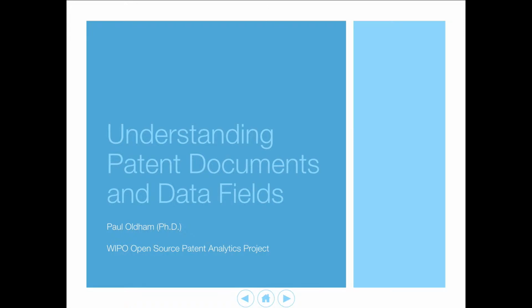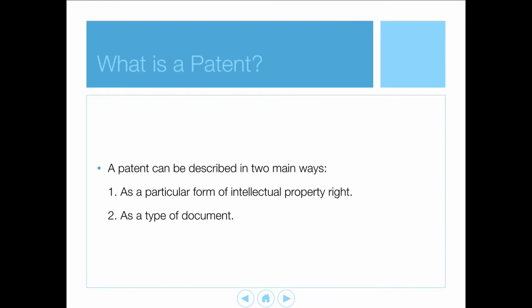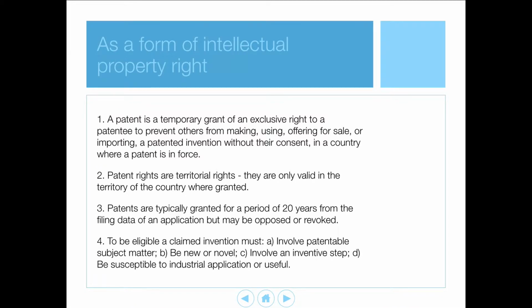Okay, in this session we're going to talk about patent documents and patent data fields in particular. So when we think about the question, what is a patent, I guess we can describe it in two main ways. The first is as a particular form of intellectual property right, and the second is as a type of document.